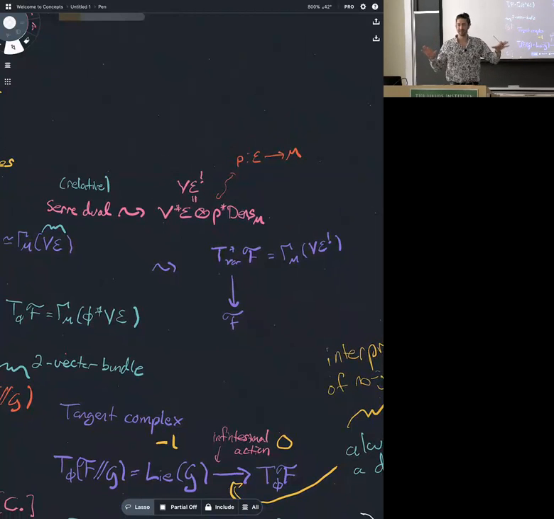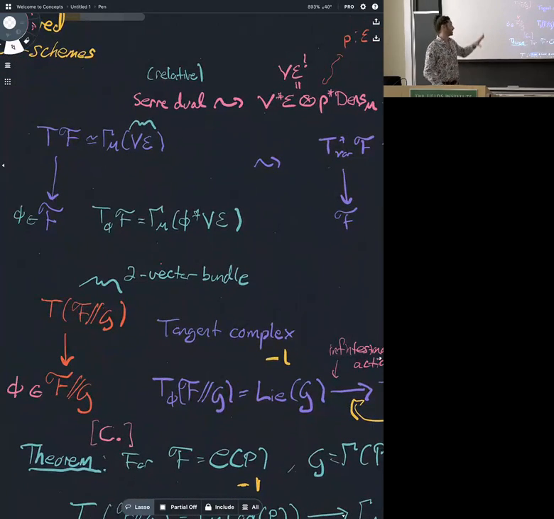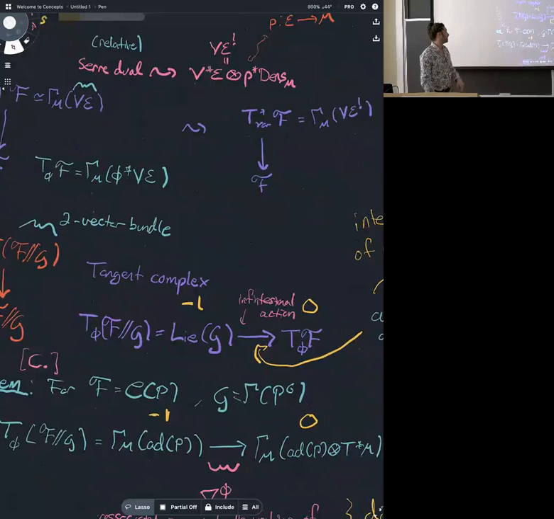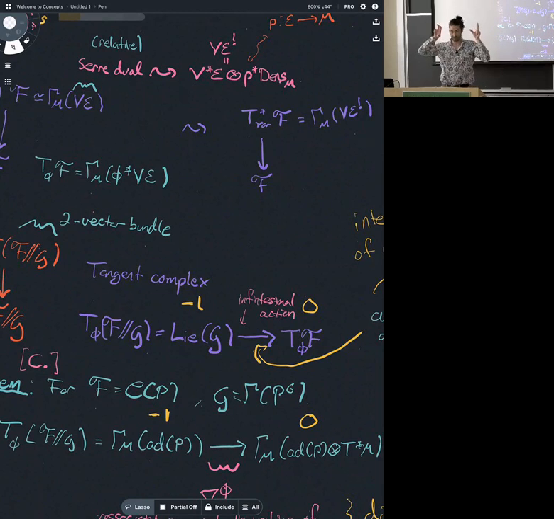Yes, kind of. So what about when I have a gauge group? Well, then you actually have a two-vector bundle. So the tangent complex, the fiber of the tangent space, is a chain complex. In degree -1, it's the Lie algebra of the gauge group, and in degree 0, it's the tangent space, and then we have the infinitesimal action as your differential. Okay, so that's just a simple calculation.